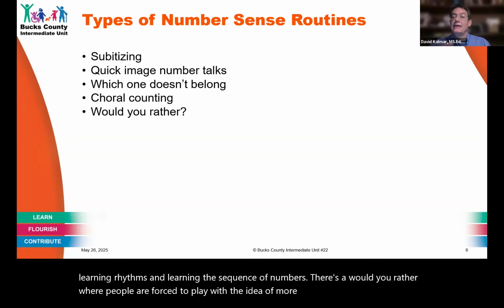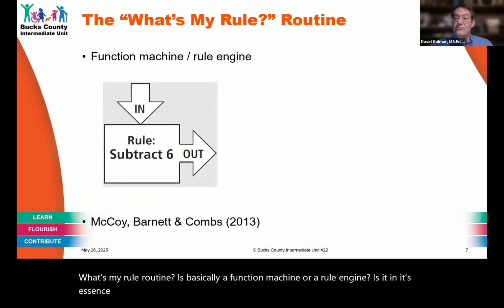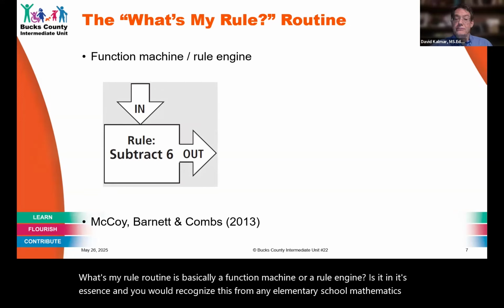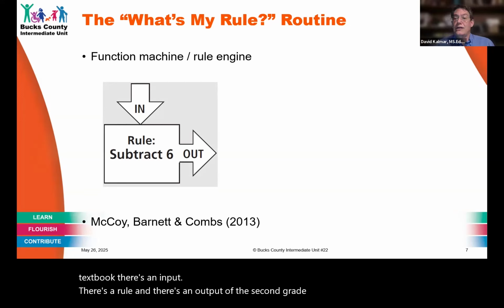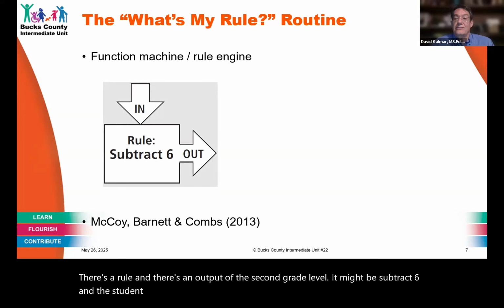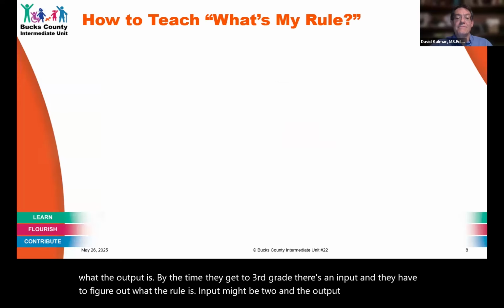The what's my rule routine is basically a function machine, or a rule engine is its essence. And you would recognize this from any elementary school mathematics textbook. There's an input, there's a rule, and there's an output. At the second grade level, it might be subtract 6, and the student is given an input and has to figure out, if they subtract 6, what the output is. By the time they get to third grade, there's an input, and they have to figure out what the rule is. Input might be 2, and the output is 6.